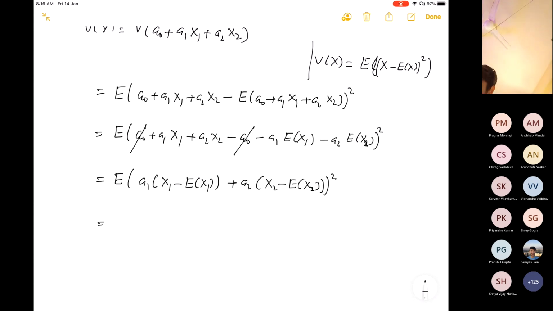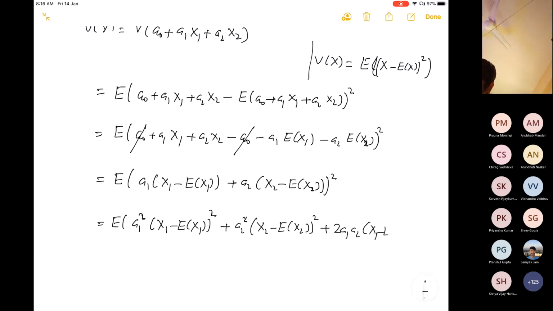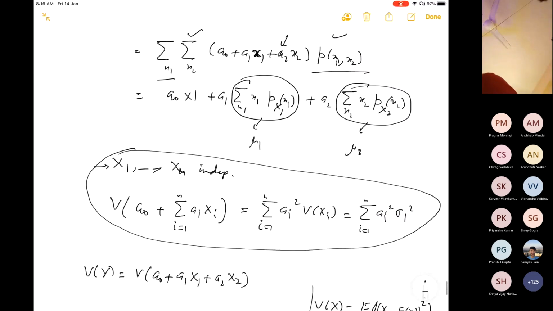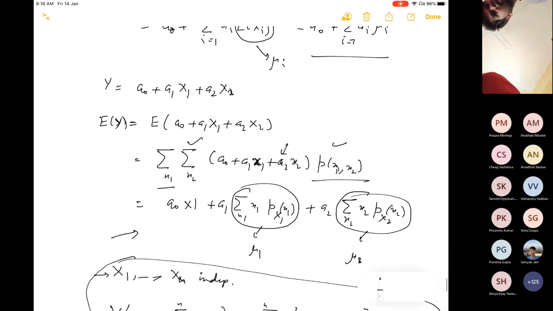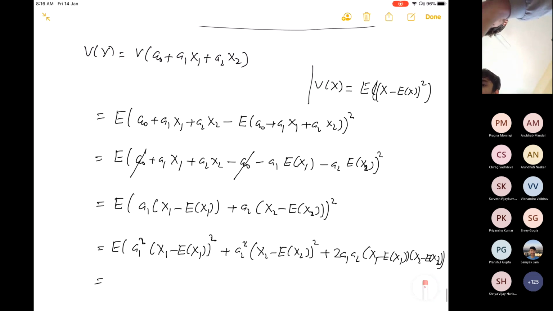So this will be the expectation of a1 square times x1 minus expected value of x1 whole square, plus a2 square times x2 minus expected value of x2 whole square, plus 2 times a1 a2 times x1 minus expected value of x1 into x2 minus expected value of x2. Then the expectation we can take inside, as we were doing previously also in the same fashion.